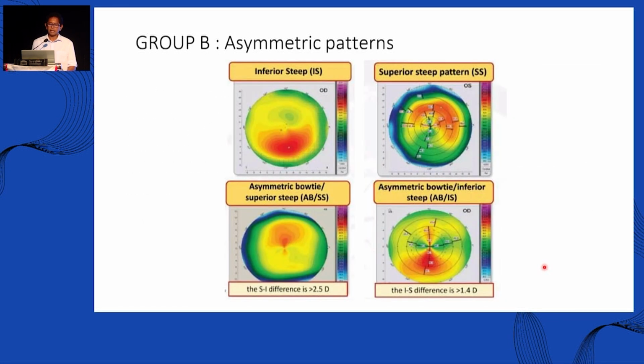Okay, so these are asymmetric patterns. You can see there is inferior steepening here, superior steepening pattern here. So this is abnormal if the two opposing points are more than 1.5. Here, if it is more than 2.5, it will be abnormal. Here it's an asymmetric bow tie. You can see it's a bow tie, but asymmetric with superior steepening. And here is a condition with an asymmetric bow tie with inferior steepening.